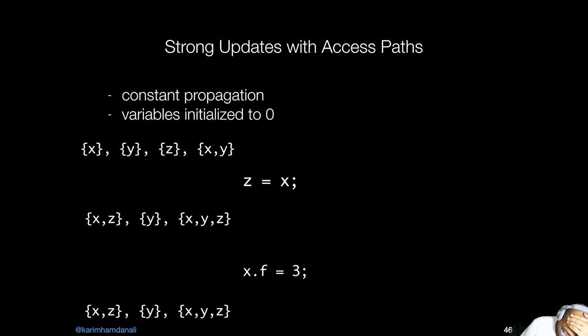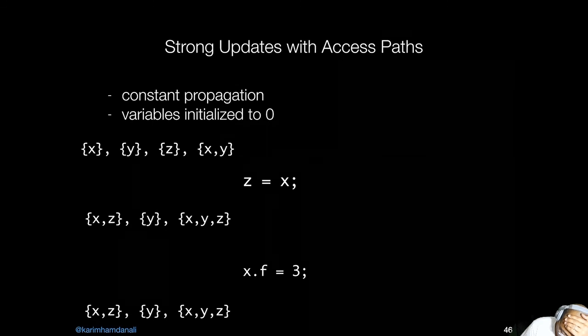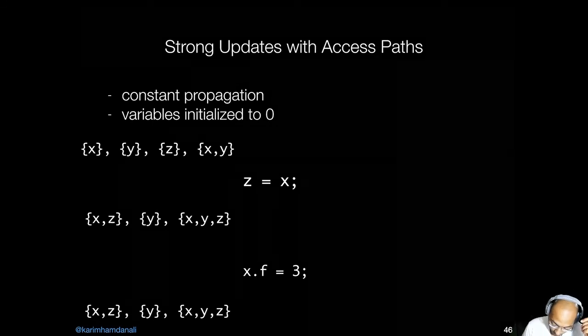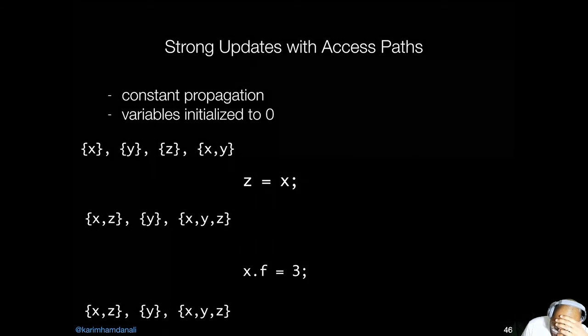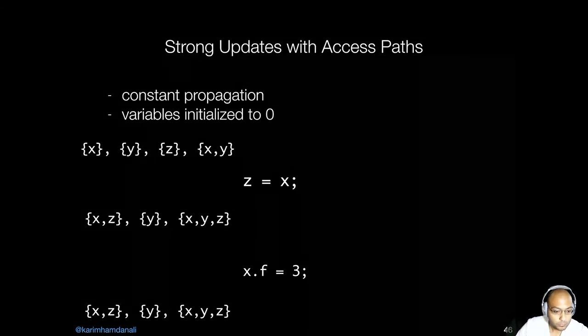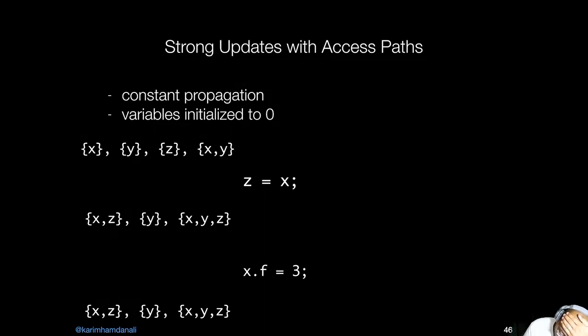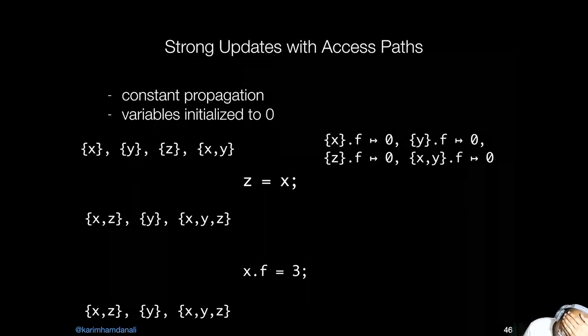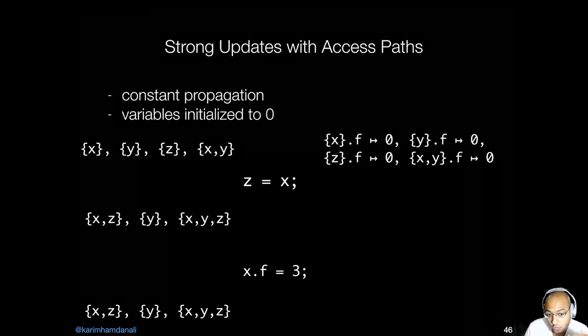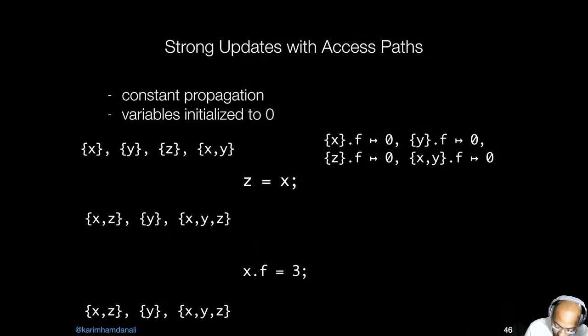At that point, we say also that xz is a set, y is a set, xyz is a set. Which means that if I have x.f is 0, y.f is 0, z.f is 0, xy.f is 0. So this is going to be my initialization. I'm again going back to the constant propagation example, and all variables are initialized to 0.